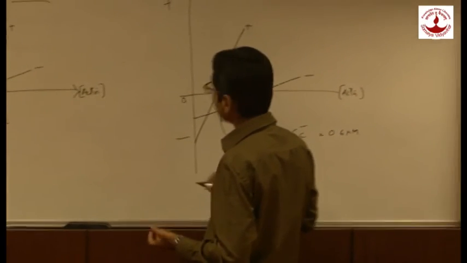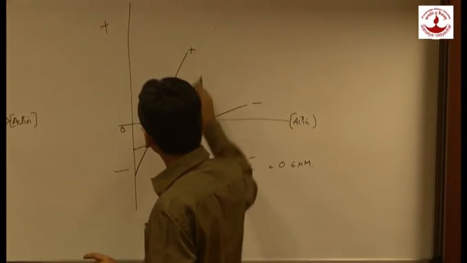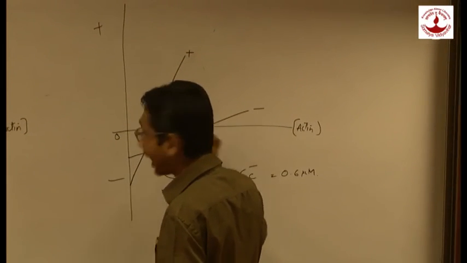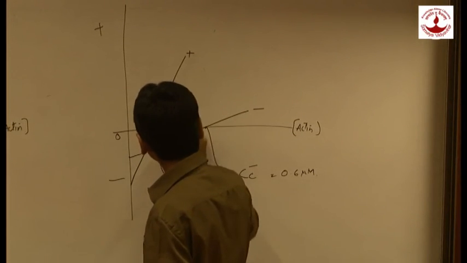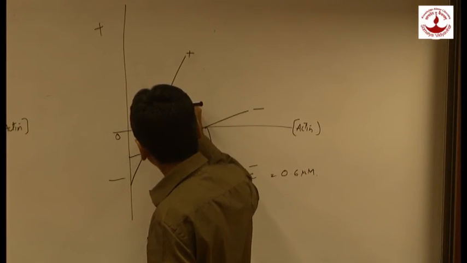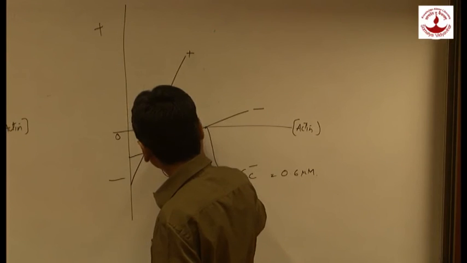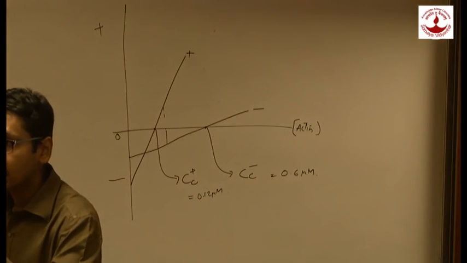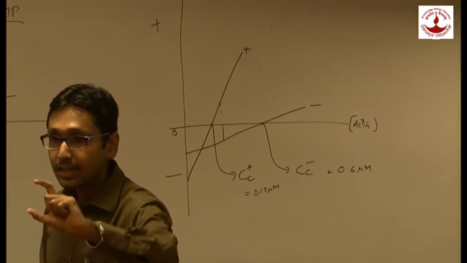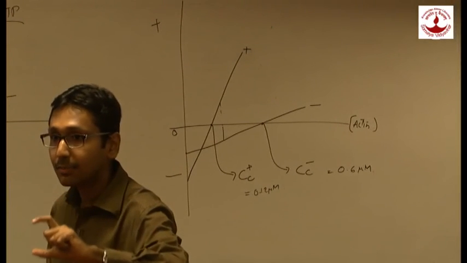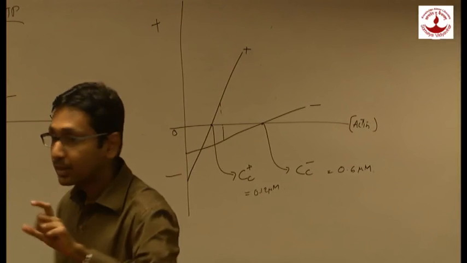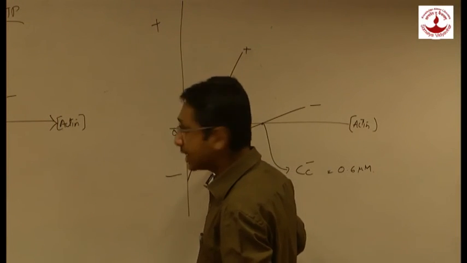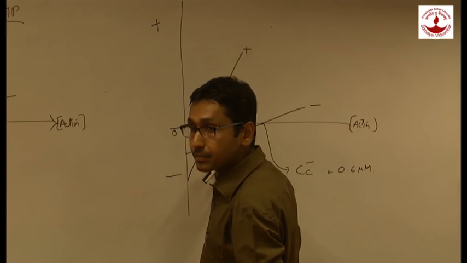Okay, and yes, one more point. There is a point in between this C sub C plus and C sub C minus, where the assembly and the disassembly at a particular concentration are the same. The rate of assembly at the plus end and the rate of disassembly at the minus end is the same. So at this concentration, the plus end is growing and the minus end is disassembling.